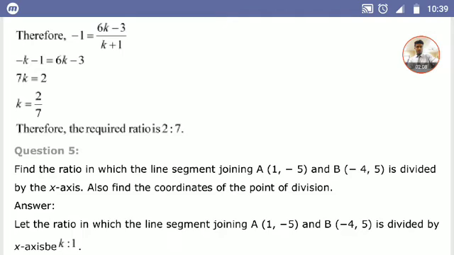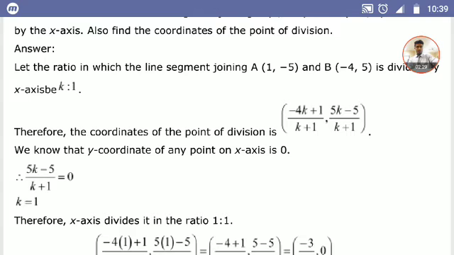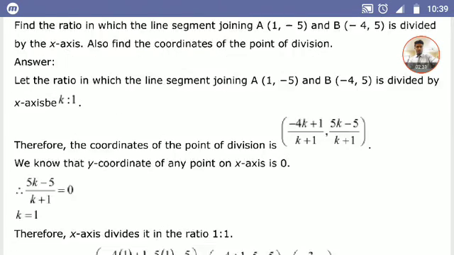Whenever you have to find the ratio m is to n, you always take it as k is to 1. Okay, and the y coordinate is 0. So in x-axis, obviously any point on x-axis, y coordinate will be 0. So out here k into 5 minus 5 divided by k plus 1 is equal to 0. Clear? Then k is equal to 1. 1 is to 1 ratio. That means it's a midpoint.